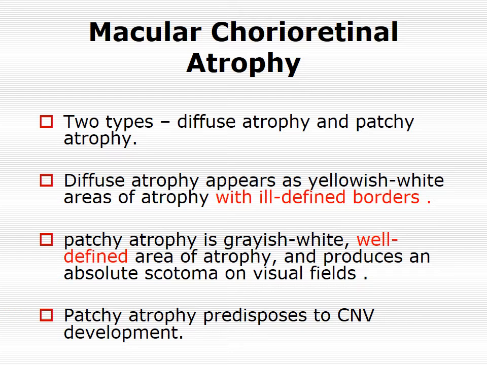Again, macular chorioretinal atrophy is classified into two types: diffuse atrophy and patchy atrophy. Diffuse atrophy appears as yellowish-white areas of atrophy with ill-defined borders, while patchy atrophy is a grayish-white, well-defined area of atrophy and produces an absolute scotoma on visual field. Macular chorioretinal atrophy may be presented by patchy atrophy that predisposes to choroidal neovascular membrane development.